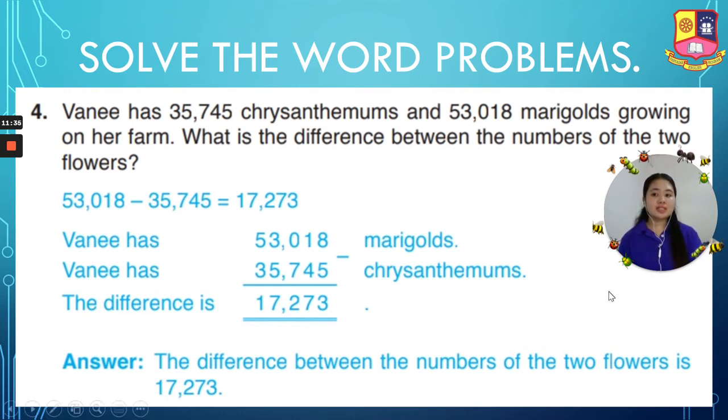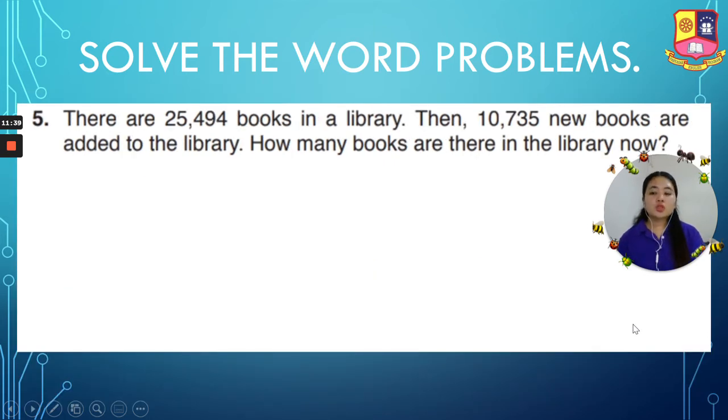Now, let's go to number 5. So number 5, there are 25,494 books in a library. Then 10,735 new books are added to the library. How many books are there in the library now?